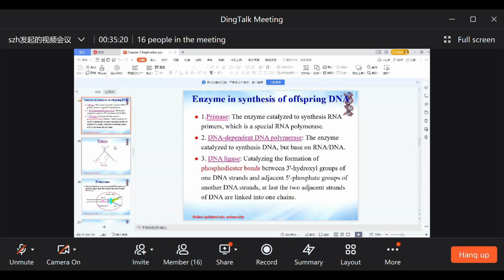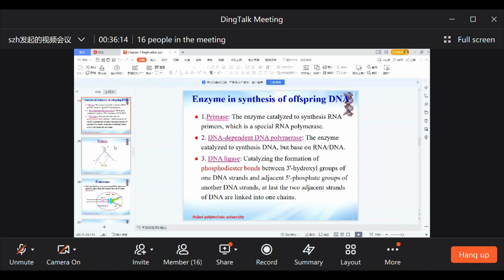The DNA polymerase can't synthesize the DNA molecule from the beginning; it can only extend the DNA sequence. So at the beginning, synthesizing the DNA needs the primer. How is the primer synthesized? The primer is synthesized by an RNA polymerase. You can see the enzyme catalyzes the synthesis of the RNA primer, which is a special RNA polymerase, and this kind of RNA polymerase is the primase.